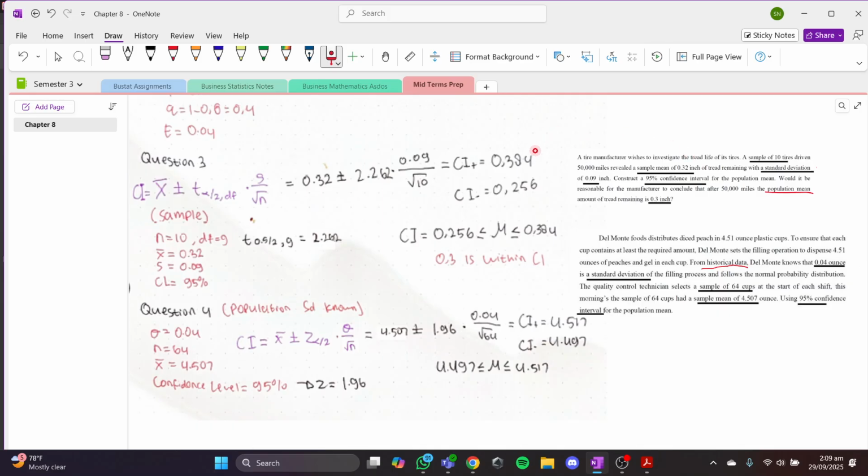So the first step is to write down what's given. So n is 10 from here. The x bar is the sample mean from here. The s is the sample standard deviation, and the confidence level is 95%. So for this, we're gonna use the t-table because we don't know the population standard deviation. We only have the sample standard deviation. So now we use the t-table.